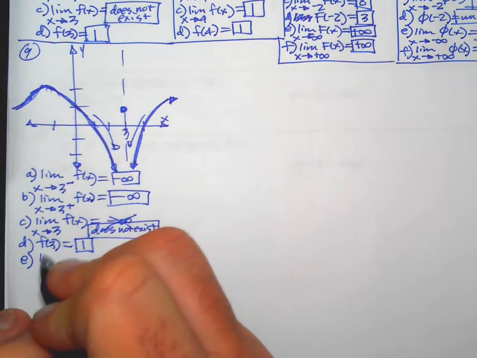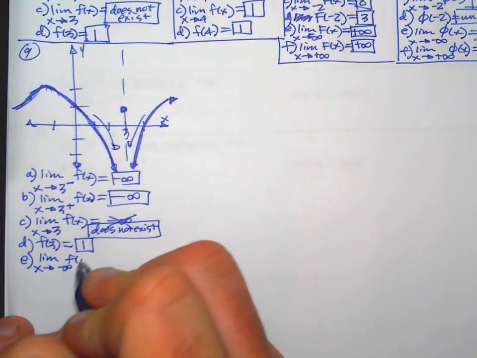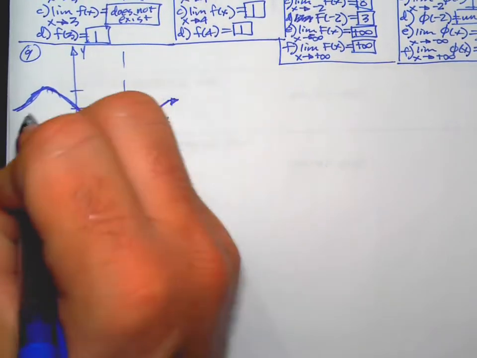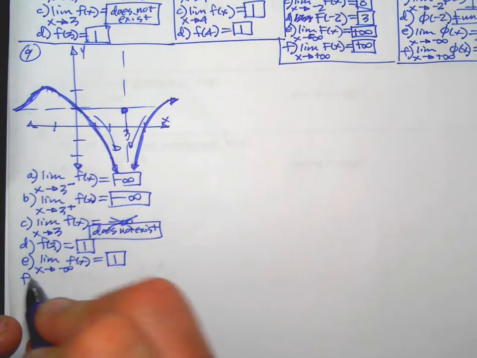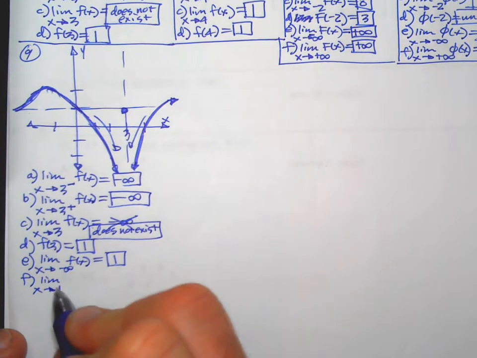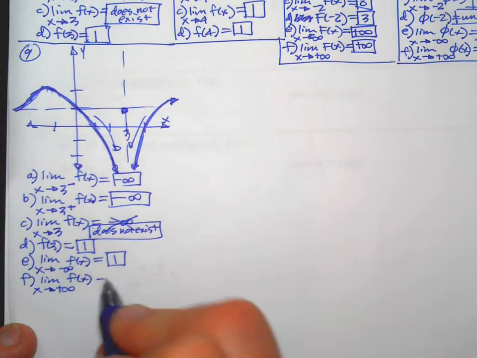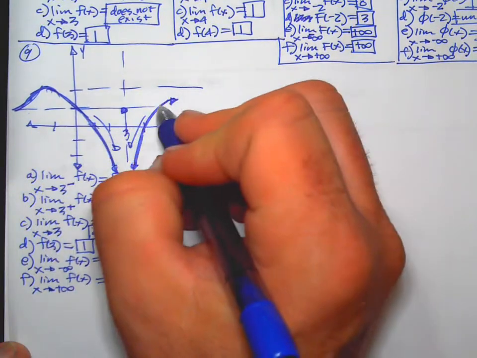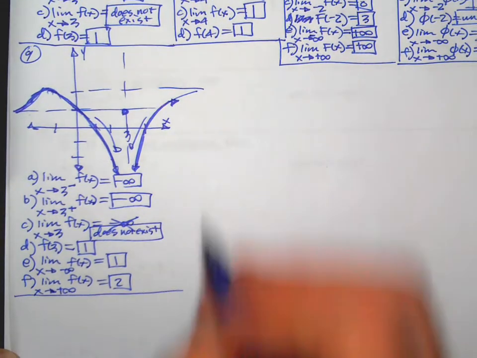E, limit as x goes to negative infinity of f of x. I guess I didn't draw my picture good enough, but I guess it's going towards 1. Maybe it was better in the book. And then over here, I guess it's going to 2. I mean, my picture, maybe in the book it's better. So I mean, don't worry too much about those.